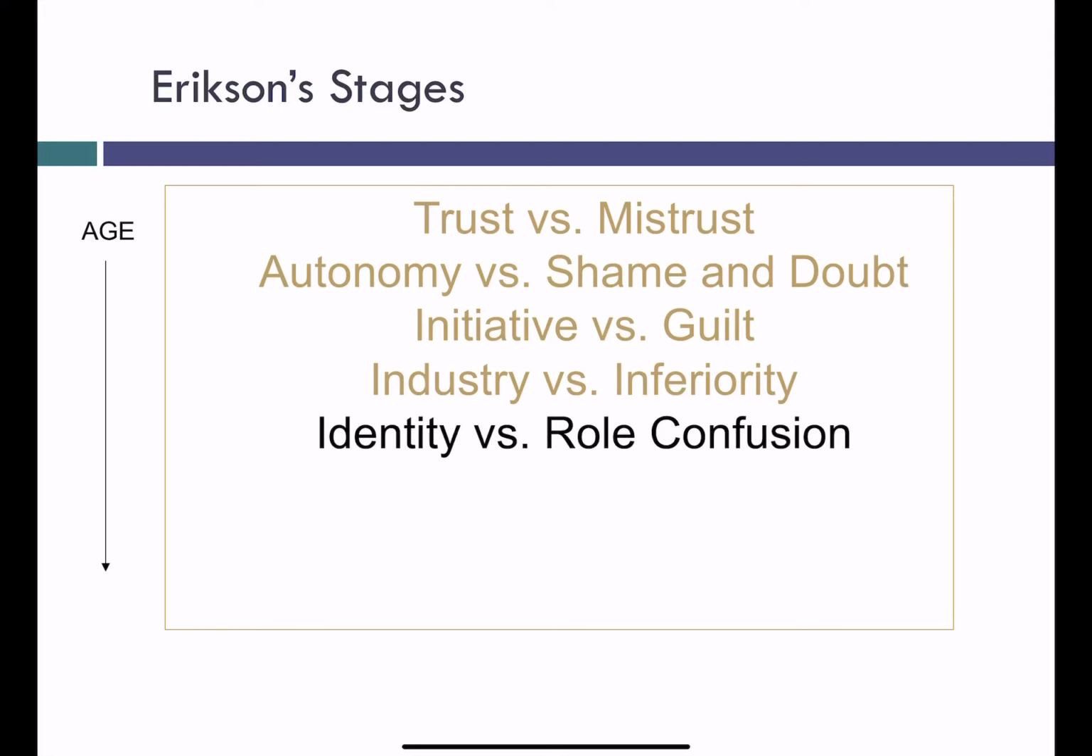And then here's where we get to adolescence, this identity versus role confusion. The argument here is that adolescents are figuring out what their beliefs are, what their attitudes are, and what they want to do for an occupation. Those who succeed in this task end up with a strong identity, whereas those who don't might have issues and confusion.